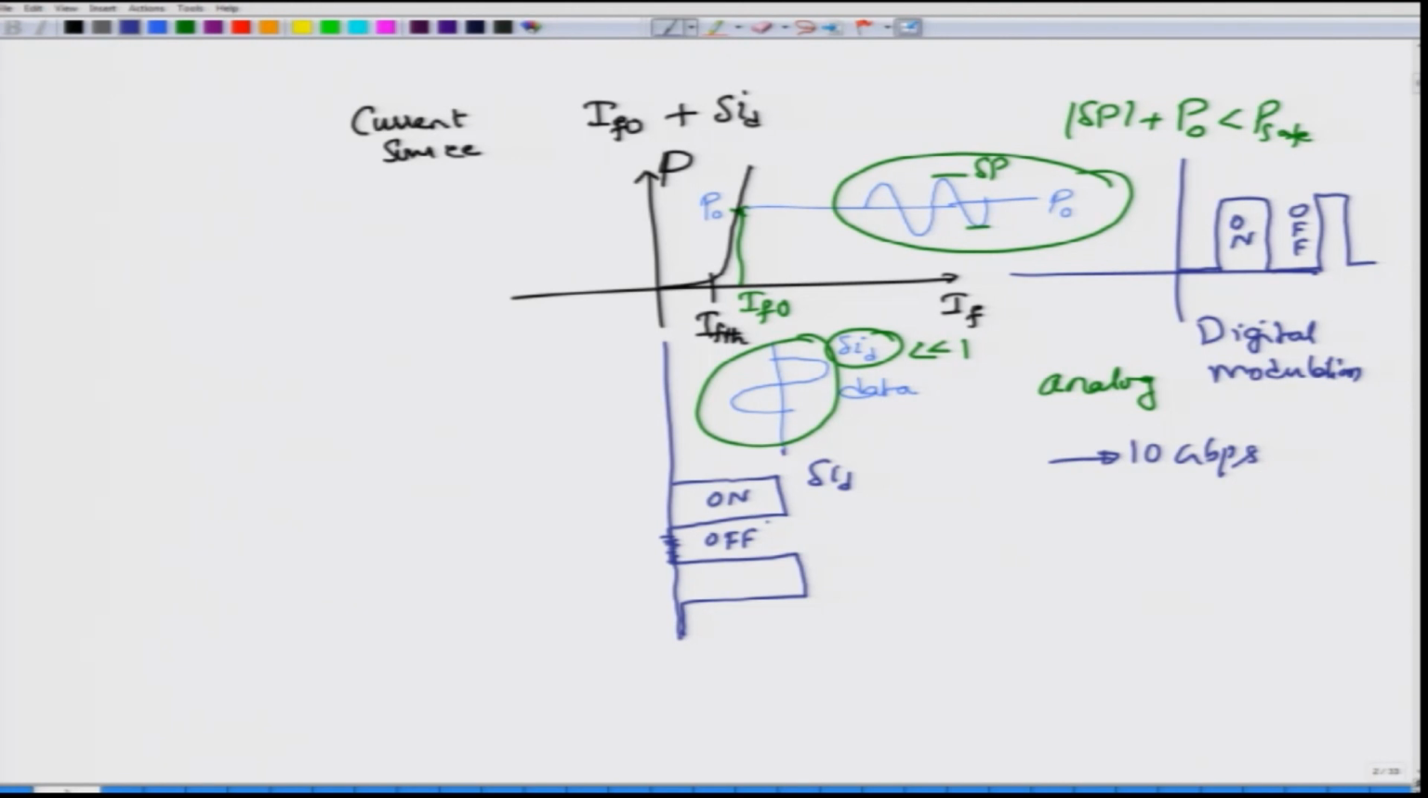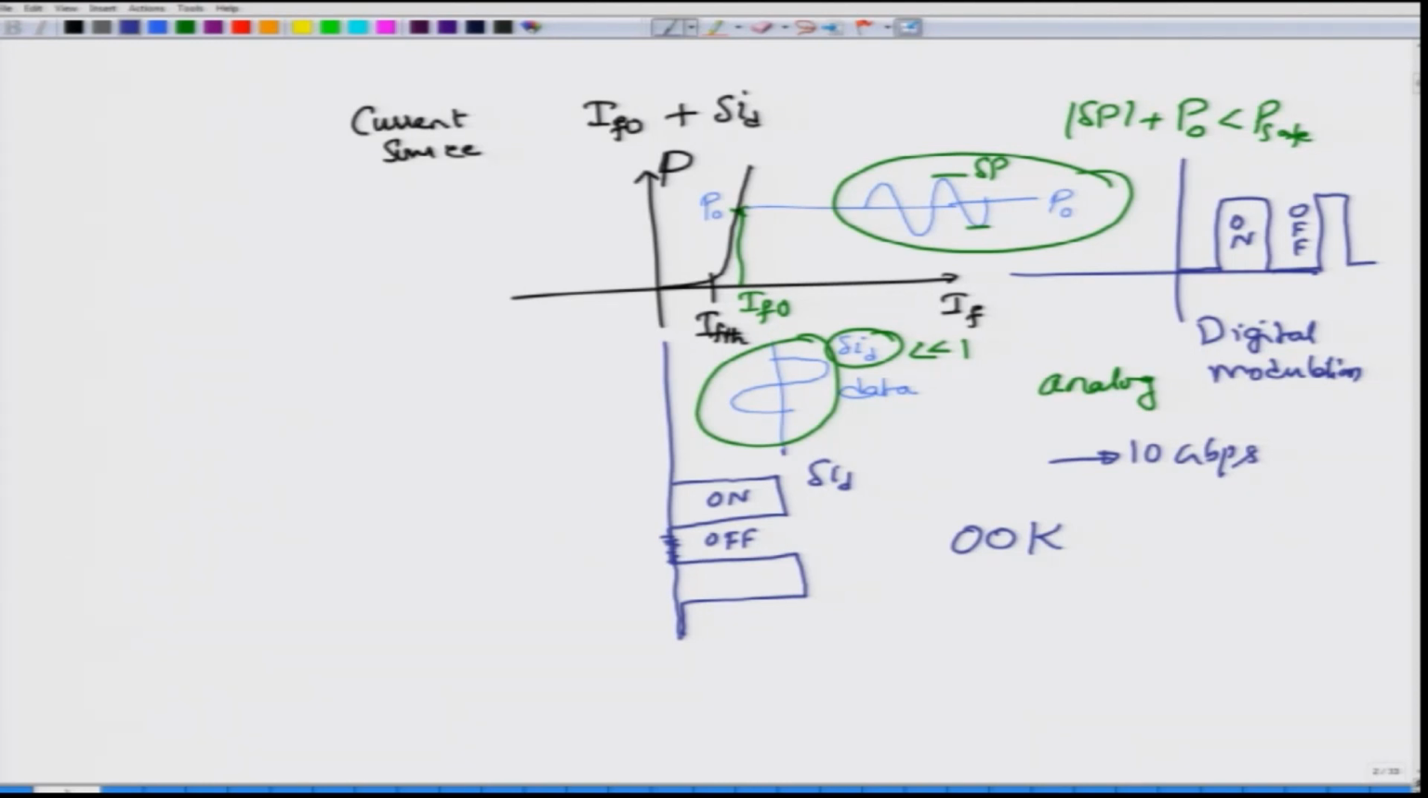So, when the current pulse is on, the light output is also on. Effectively, what you have done is to keep a shutter. This shutter will open when the current pulse comes in, and this shutter will close when the current pulse is turned off. And therefore, this type of modulation is called on off keying.